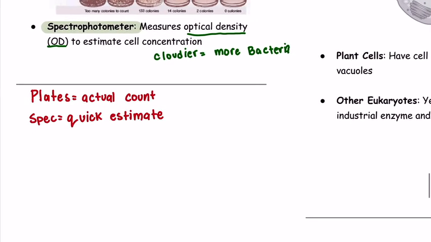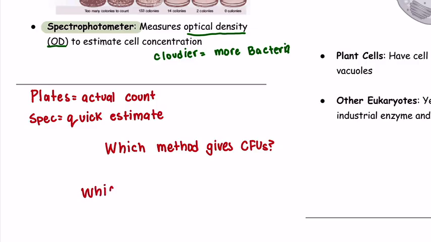So test questions you might see: which method gives CFUs? That's going to be the plate method in serial dilution. Or it might say, which tool measures OD? And OD stands for optical density, and that's always going to be done through a spec.